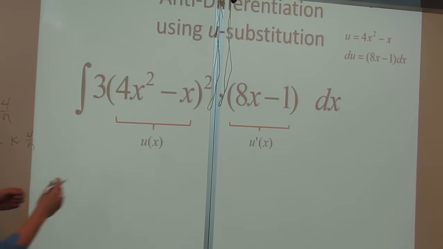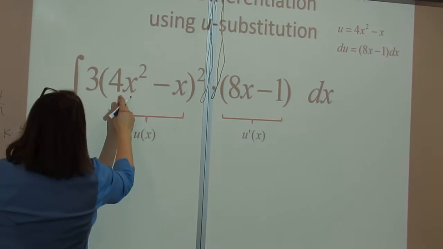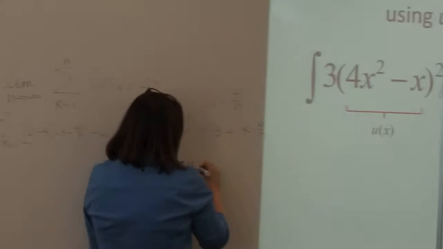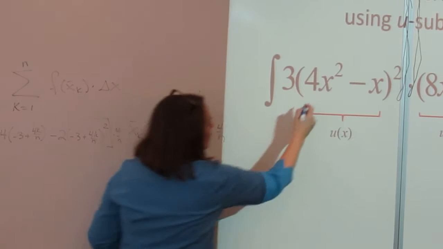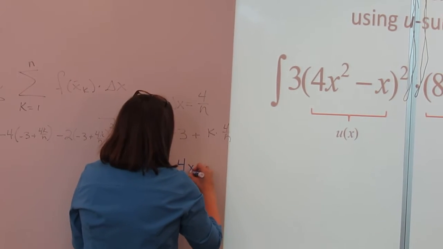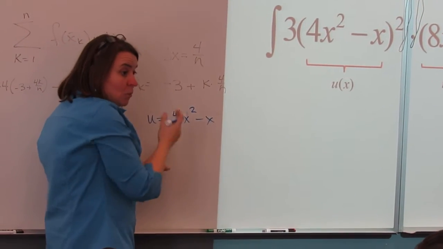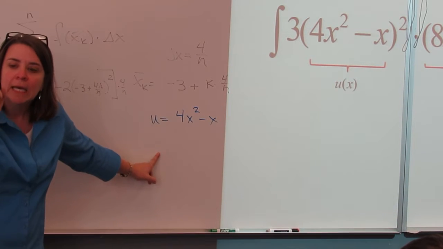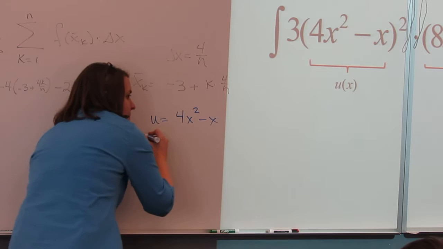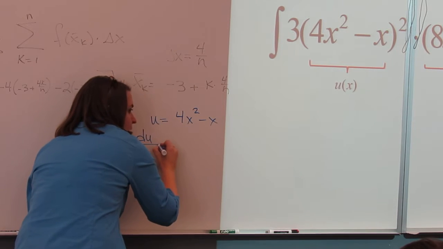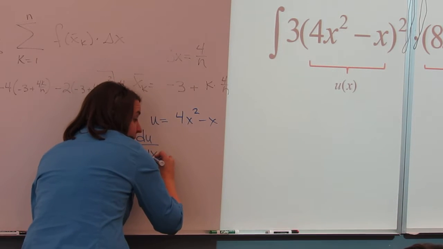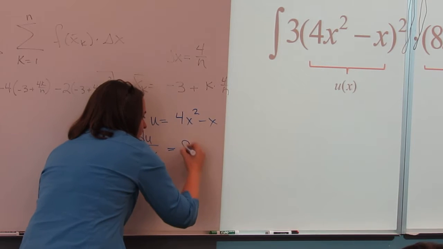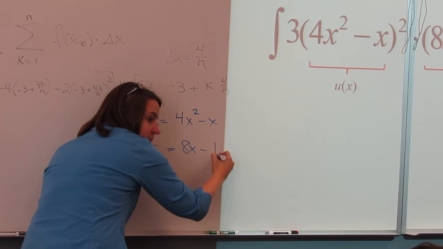Now in practice, what we do, and I'll have to erase it, but in practice, you go off to the side, and you tell the reader, okay, what's u? I'm going to make it this, 4x squared minus x. You define a dummy variable. Then think about Leibniz notation. If you differentiate u with respect to x, what do you get? 8x minus 1.